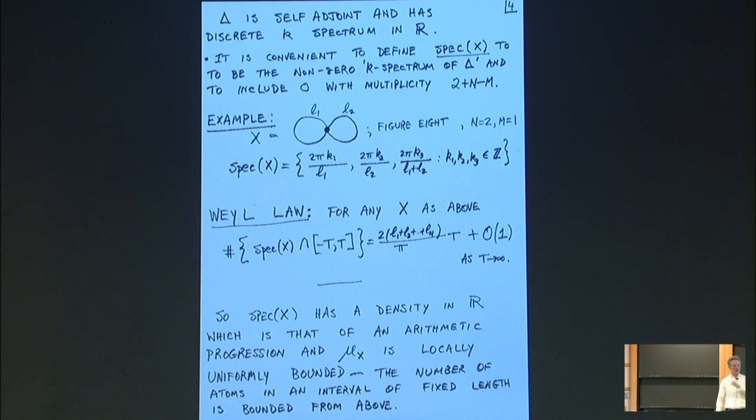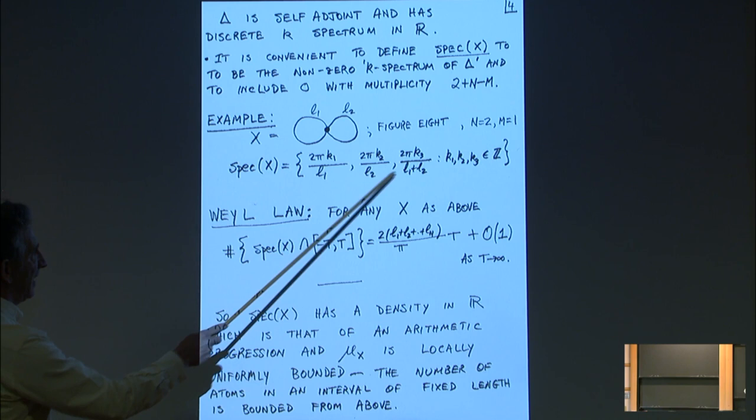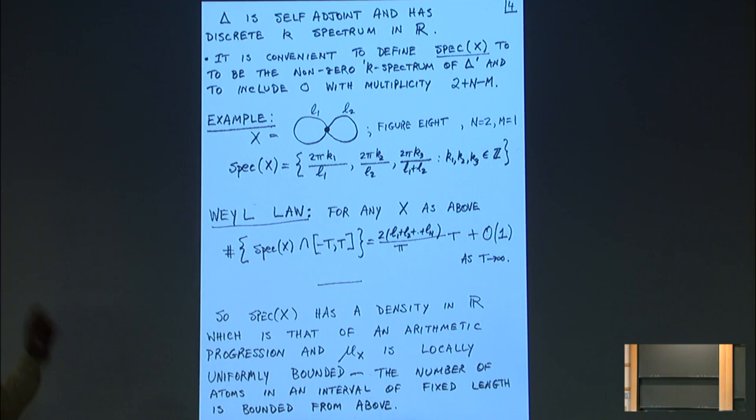One with common difference 2 pi over L1, 2 pi over L2, and 2 pi over L1 plus L2. Remember, the L's are the positive numbers, they're the lengths. And this is exactly why this was fixed up, because the multiplicity at the origin is now fixed up in this formula. So if I took the wave trace here and asked, what do I get on the other side? This would just be a Poisson sum. It would be a union of three arithmetic progressions.